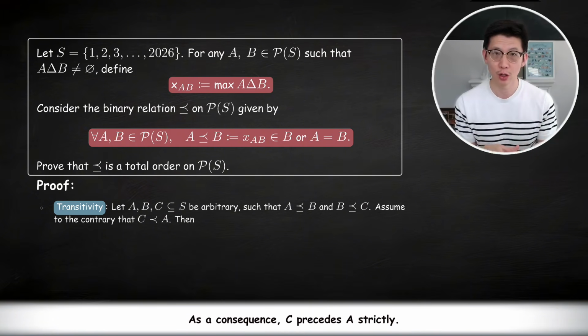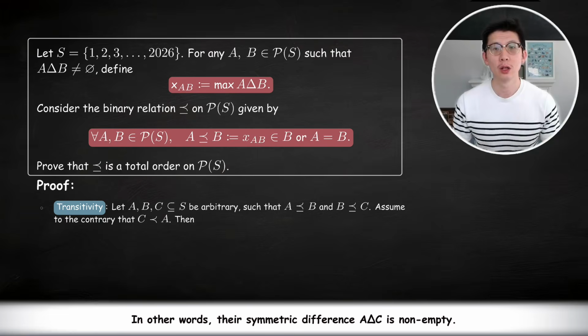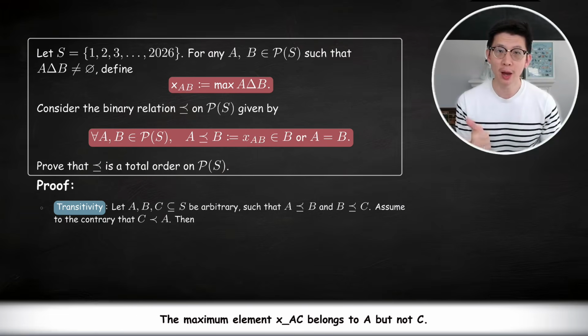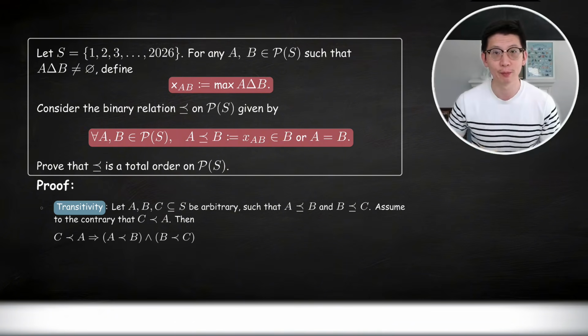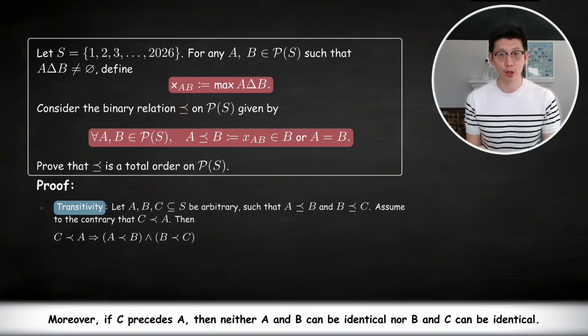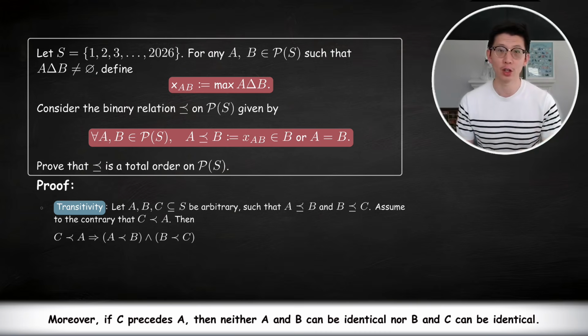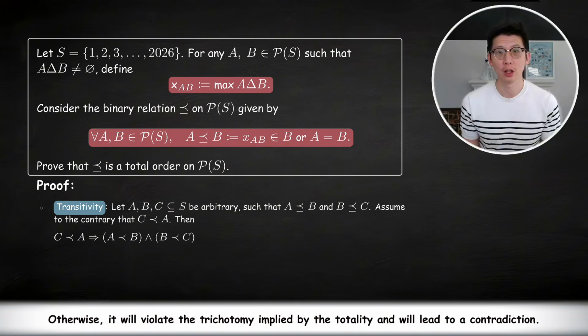As a consequence, C precedes A strictly. In other words, their symmetric difference A delta C is non-empty. The maximum element XAC belongs to A but not C. Moreover, if C precedes A, then neither A and B can be identical, nor B and C can be identical. Otherwise, it will violate the trichotomy implied by the totality and will lead to a contradiction.